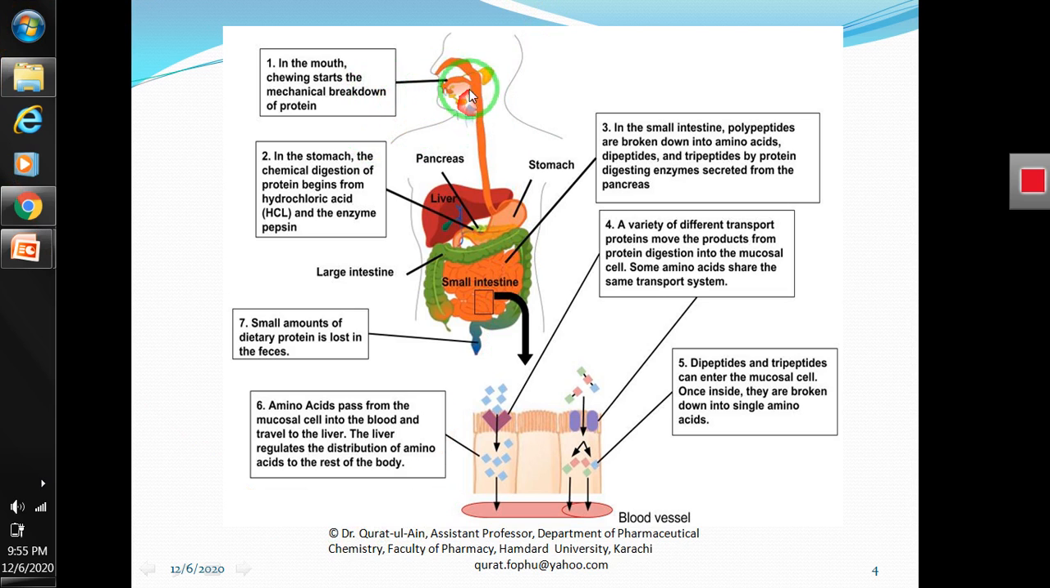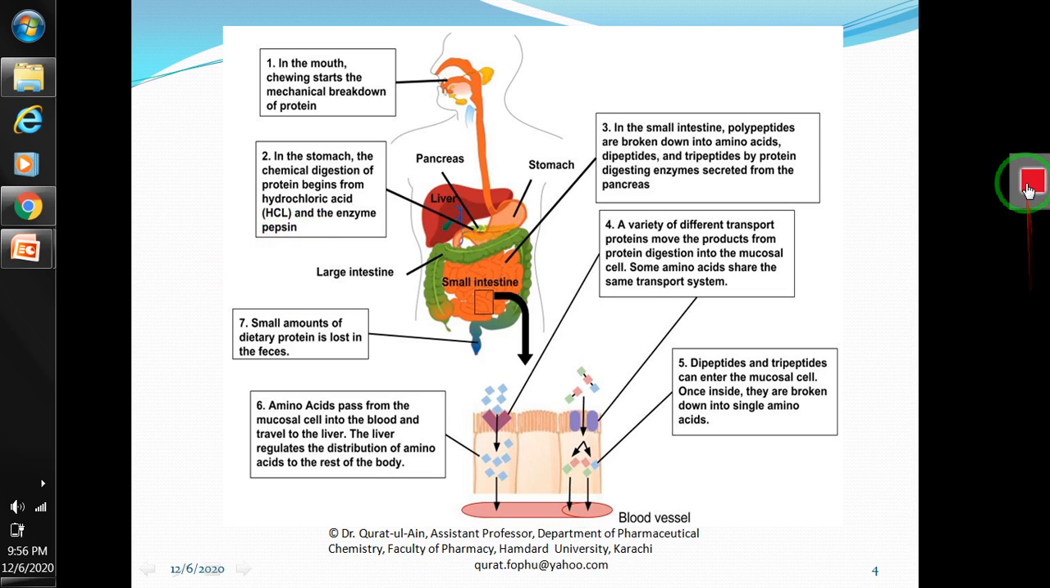Then the protein is broken down into smaller pieces, and after that, in the form of a bolus, this partially digested protein is swallowed and reaches the stomach. In the stomach, what happens? The gastric juices having hydrochloric acid and the enzyme pepsin help in the chemical digestion of protein in the stomach. And the stomach's churning movement helps with the mechanical digestion.